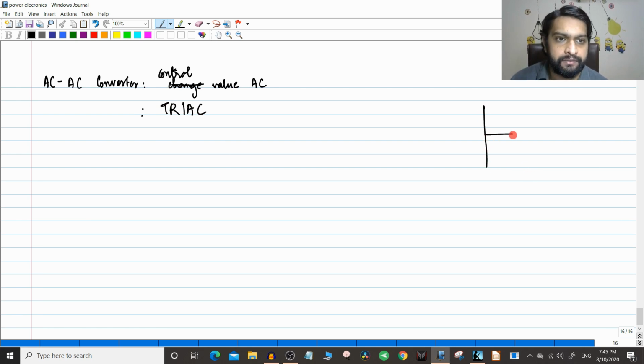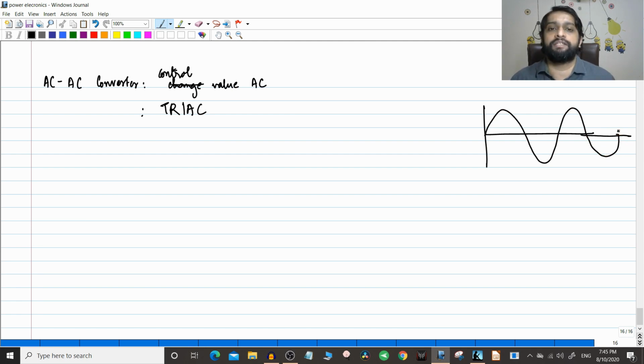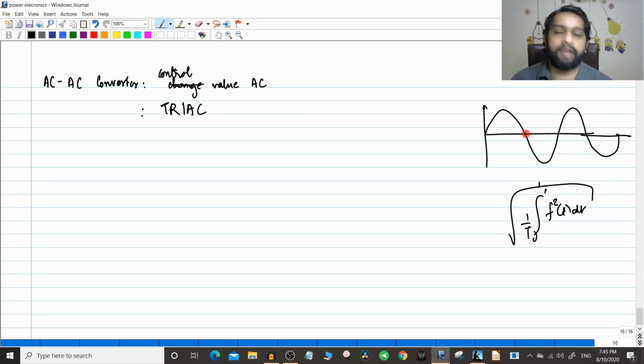For example, I have told you about the value of a waveform, RMS value, average value, etc. In this case, let us take the RMS value. It is always depending upon the area of this graph. You know that the formula for any waveform is I square, for example, the integral from 0 to T of f square (t) dt, times 1 by T. So this is the basic idea of RMS value, right? So you know that the area of the graph is important.